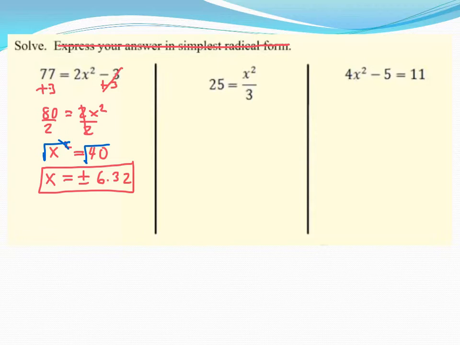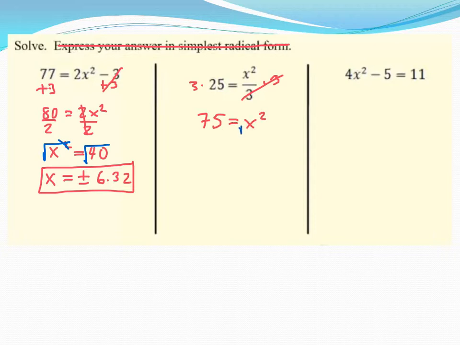Next one, 25 equals x squared divided by 3. This looks a little funky because we have x squared over 3. What do I do? What am I doing with x squared and 3? I'm dividing, so how do I get rid of the 3? You are going to multiply by that 3 to cancel out. It means I'm going to multiply 25 by 3. 3 times 25 is 75. That's going to equal x squared.